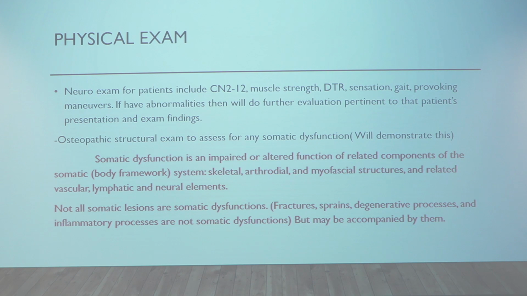Many of you may be asking, what is somatic dysfunction? You'll hear that term come up multiple times. When you think about somatic dysfunction, think about an impairment or loss of function in the body's framework, or their skeletal system. It can be joints, skeleton, myofascial, vascular, lymphatic, or the autonomic nervous system. These are multiple areas that we will address and look at.